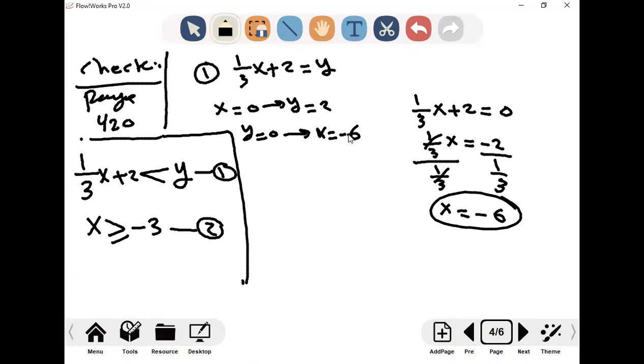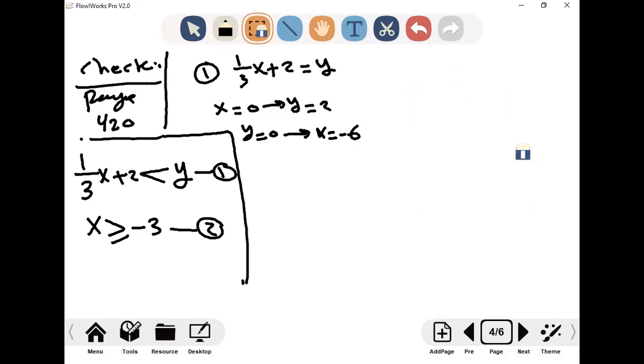So inequality 1 is ready. I have the x-intercept, and I have the y-intercept. But look at inequality 2. Do I need this step? No, I don't need it. I care about the -6 only. Now inequality 2.